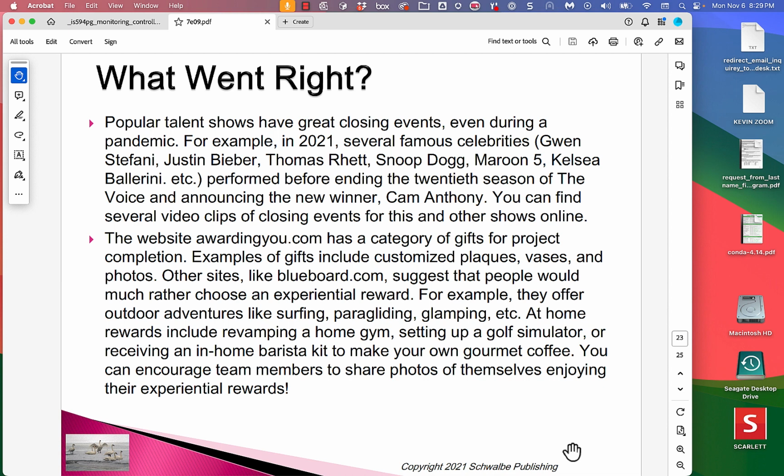Yes, we're sort of saying here what went right. So they're talking about closing events for talent shows, and they're talking about trinkets and trash and all this kind of stuff. You can't overdo it. I mean, I guess you could overdo it. You could spend too much. It could be too lavish, but usually people don't celebrate or thank enough.